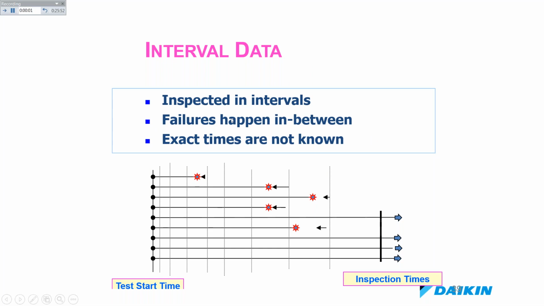Interval data. So these are happening in intervals. For example, I tell my lab tech to watch it. By 6 p.m. he leaves the office, and 6 a.m. next day he would come back and look, and he finds some had failed. We don't know exactly when they fail. So we are called interval data.